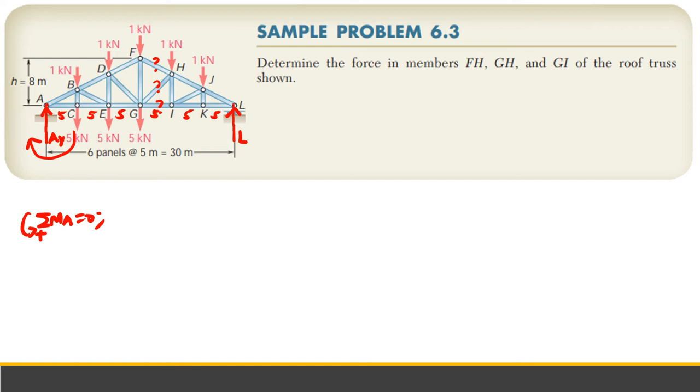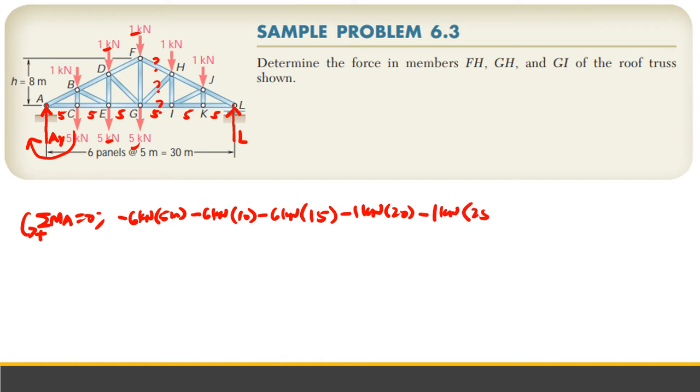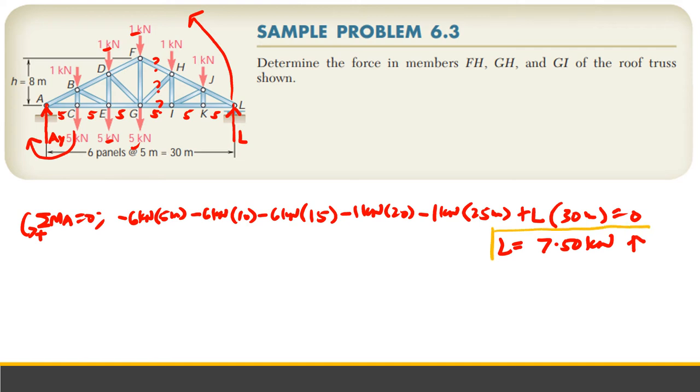The same goes for all applied forces. So negative 6 kilonewton multiplied by 5 meters, and then negative 6 again, that is 1 plus 5, times 10 meters, and then negative 6 kilonewton times 15 meters. And then 1 kilonewton times 20 meters, minus 1 kilonewton again times 25 meters. And then our L will create a clockwise rotation, so plus L times 30 meters equals 0. So L is equal to 7.50 kilonewton upward. This is the reaction at L.